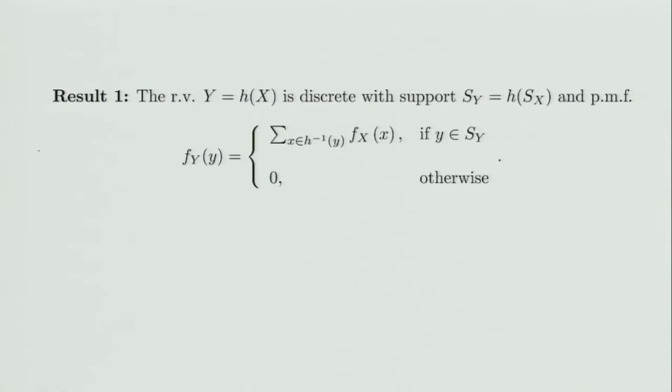So this is what the result says. The random variable Y equal to h(X) is a discrete random variable with support Sy, which is the same as h of Sx. And the probability mass function is obtained by summing the probability mass function of X over all x such that x belongs to h inverse of y. And this would be 0 otherwise, because Sy is the support of Y, so outside Sy, fY(y) would be 0.